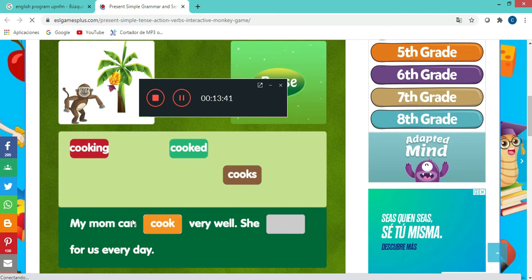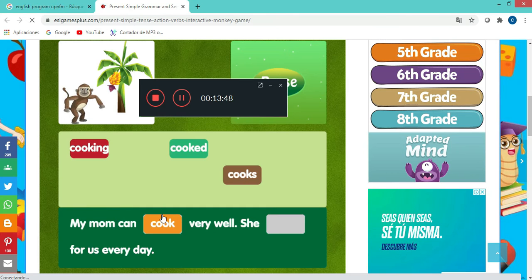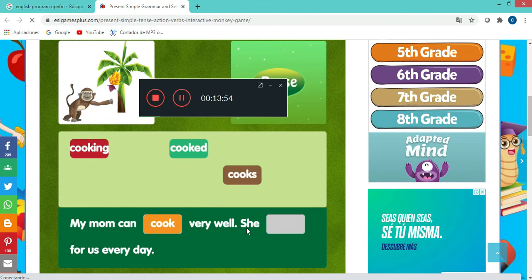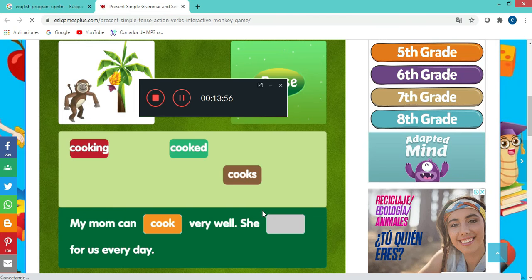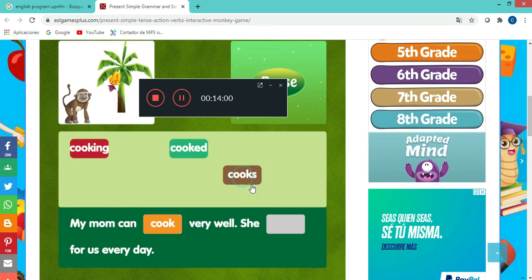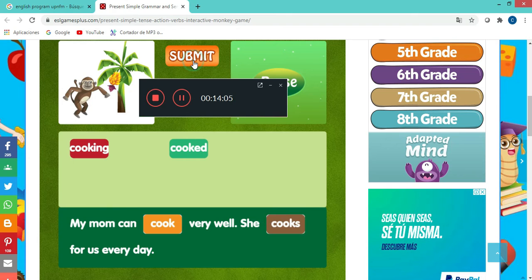Okay, in this case, that we have a subject and then the auxiliary can, we're going to use the base form. But in the second sentence, after the point, if you see, we don't have another auxiliary, so we're going to put the base form sentence. We're going to submit it and it is correct.